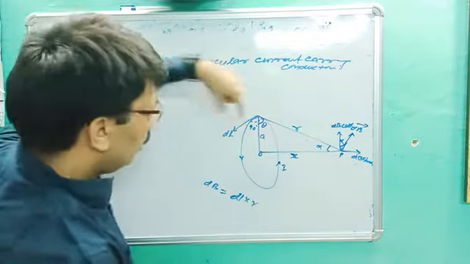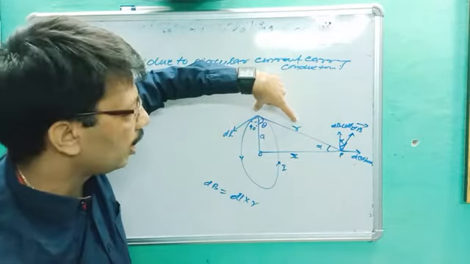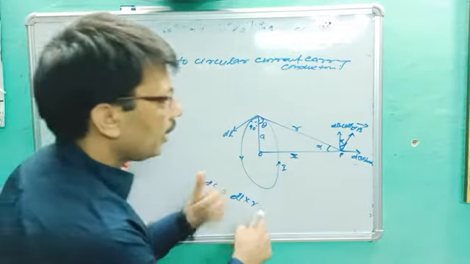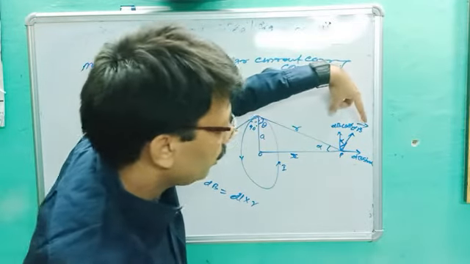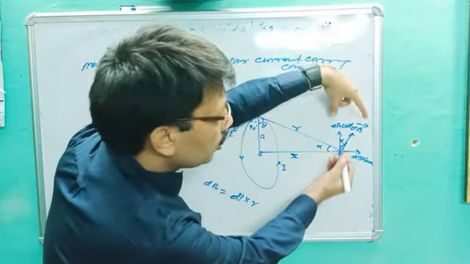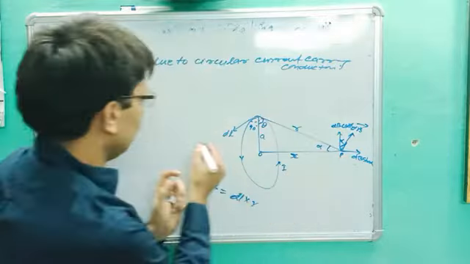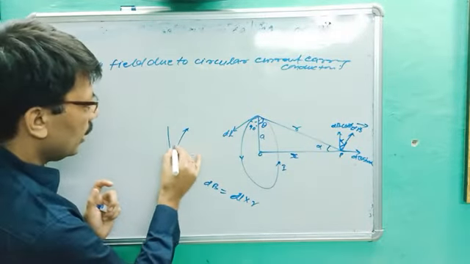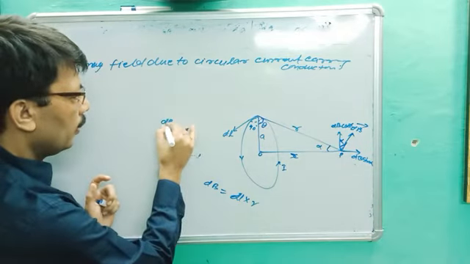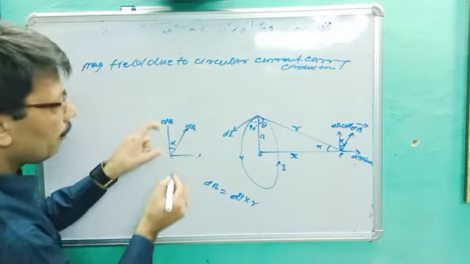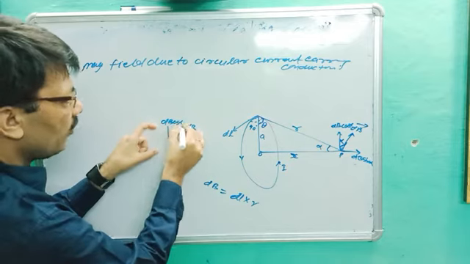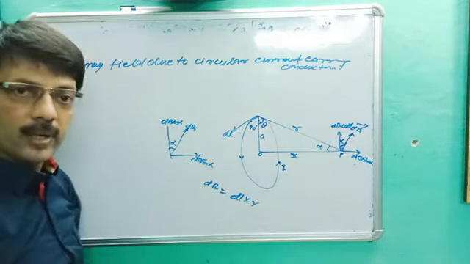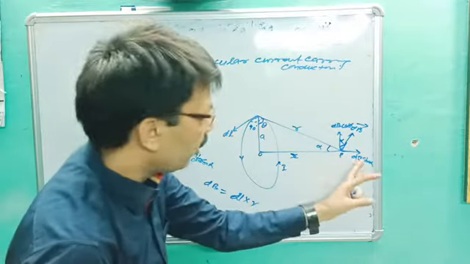Are you getting it? dl and r are mutually perpendicular, but we know that the magnetic field is perpendicular to dl and r. So this is the direction of dB. Since dB is making angle alpha, it is resolved into two components. dB is like this, so it resolves into two components. This angle is alpha, so this becomes the base, dB cos alpha, and this becomes dB sin alpha. Are you getting that?